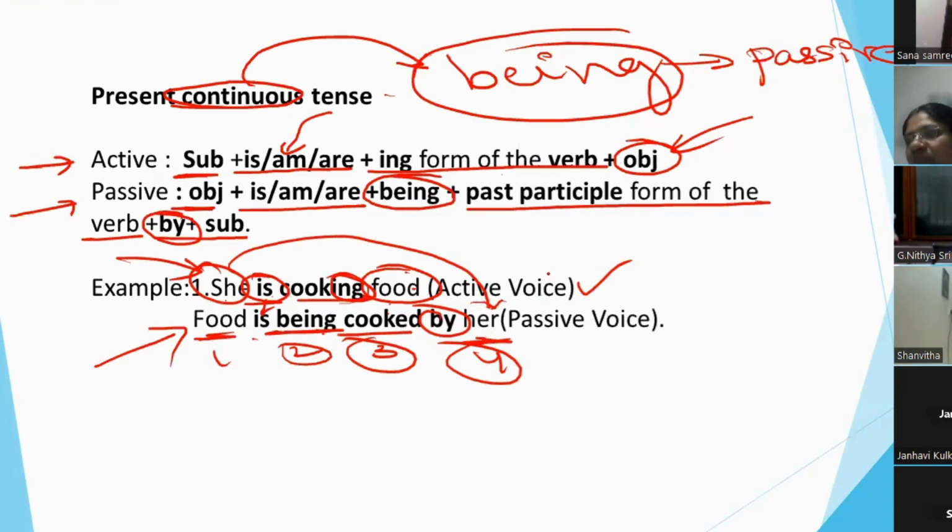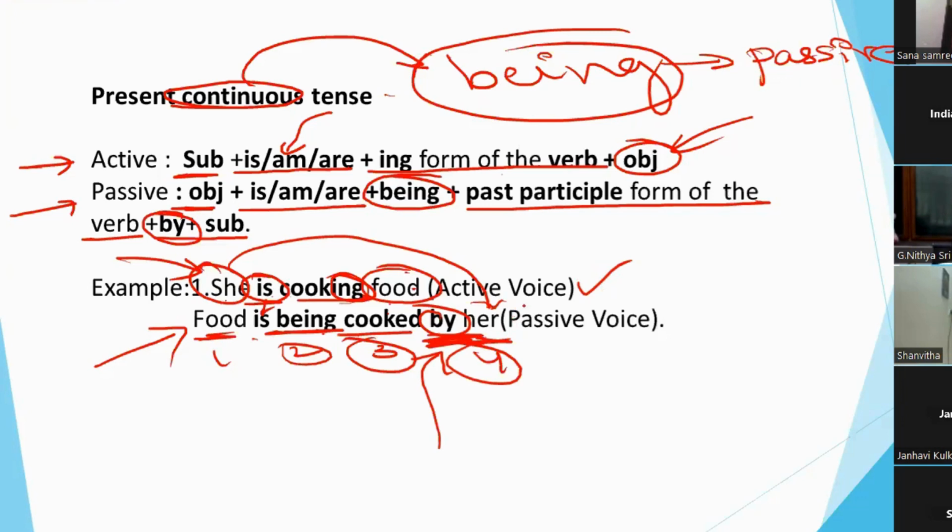Ma'am, do we need to change the place of by? No. By should be before the object in your passive voice. The place of by will never change. And you can identify whether the sentence is active or passive depending on this by only. This is very important to differentiate the active voice and passive voice. You will have by in your passive voice.